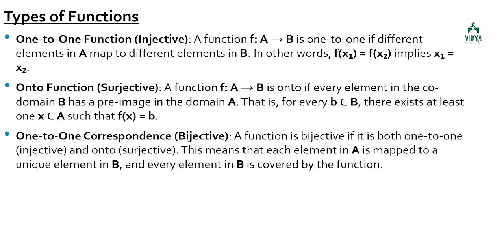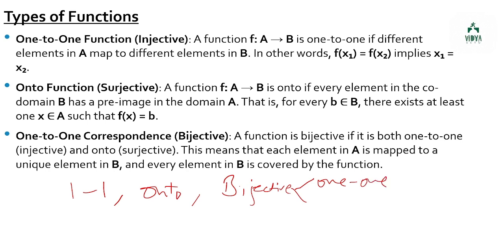Types of functions, and this is also very important. I'll define them and I'll explain how to find what is 1 1, what is onto, what is bijective. There are three types of functions. One is 1 1, another is onto, and the last one is bijective. That means the function is both 1 1 and onto.